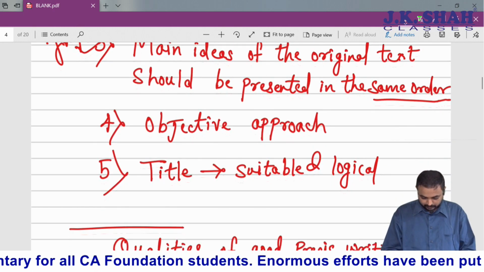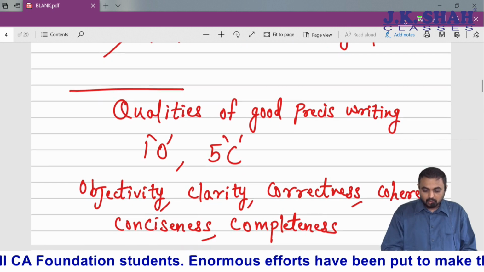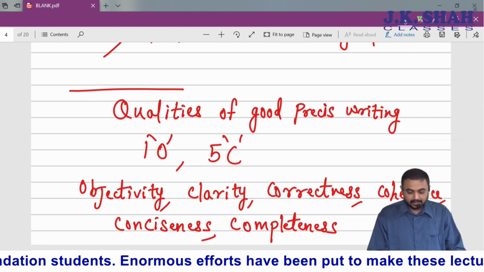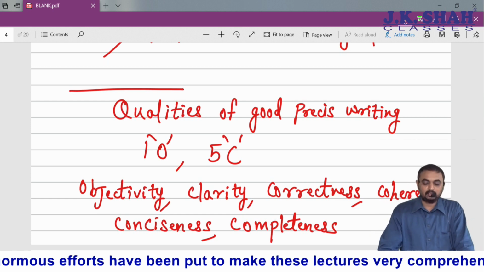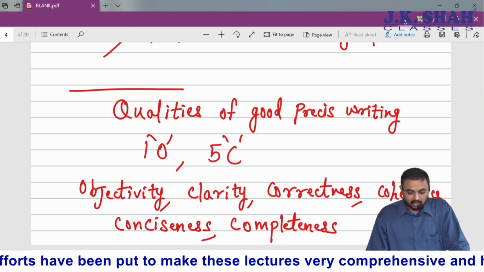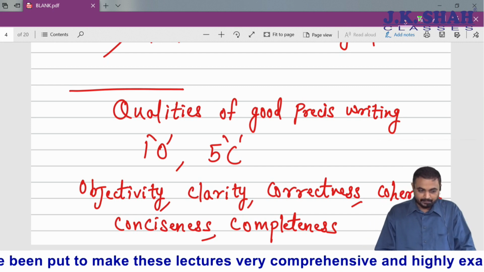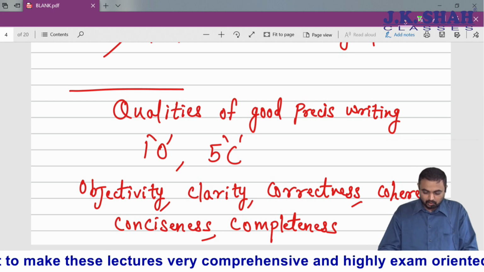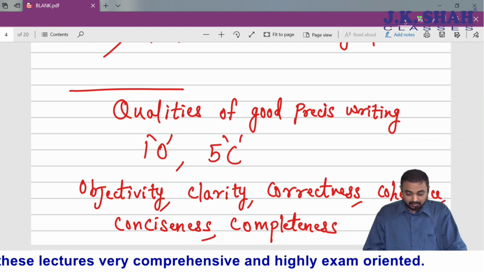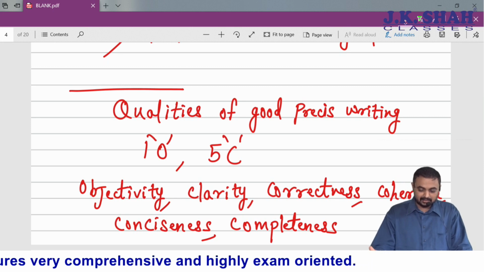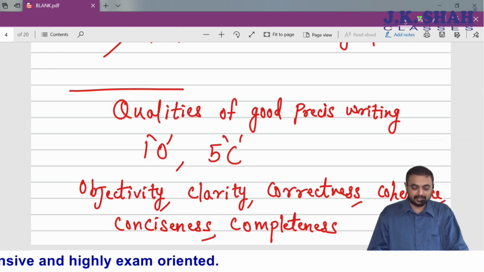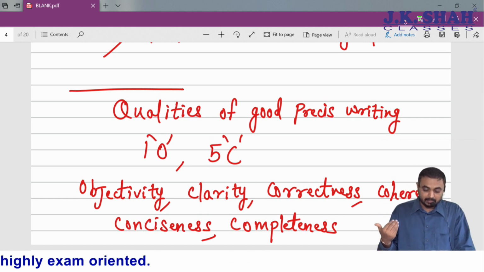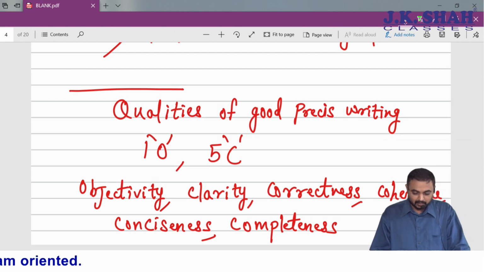So if we repeat the topic, it is qualities of good Precis writing, 1O and 5C. 1O stands for objectivity, that is objective approach and unbiased. Unbiased means the person needs to be impartial. Second, clarity. Ideas should be clear and easy to understand. Correctness in terms of grammar, sentences, facts and figures. Coherence stands for proper connectivity of ideas and sentences. Conciseness means whatever you write should be short and clear. Completeness, one should give complete information.